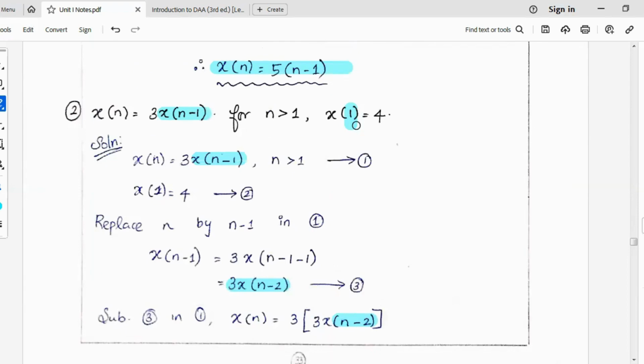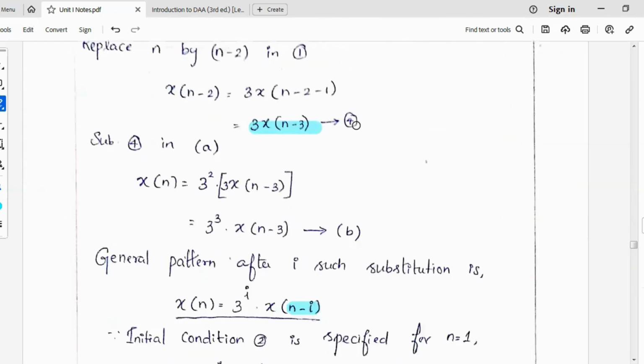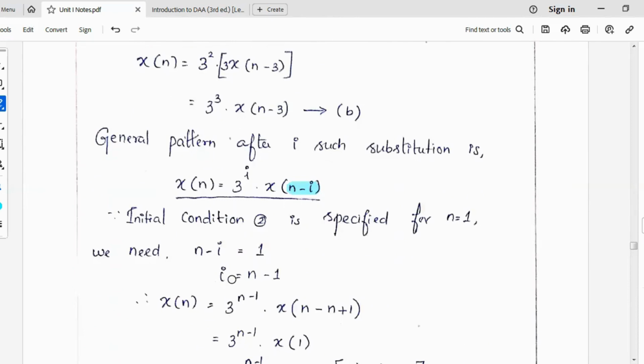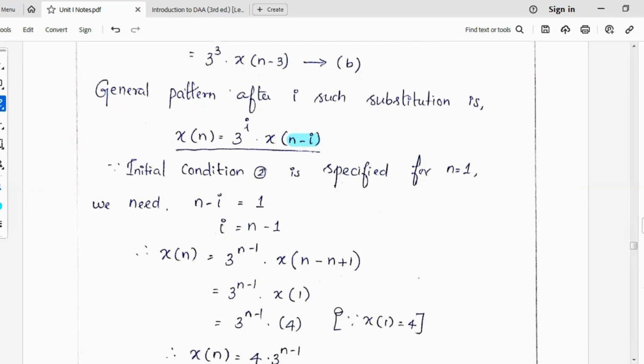So I have to equate these two things, n minus i equal to 1. So the i value will be n minus 1. So x of n equal to, I have to replace the i value in the general pattern by n minus 1, right? So 3 power n minus 1 into x of n minus 1, right? The minus is multiplied with the internal values so that we are getting n minus n plus 1.